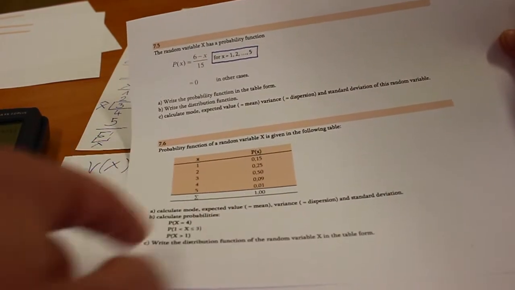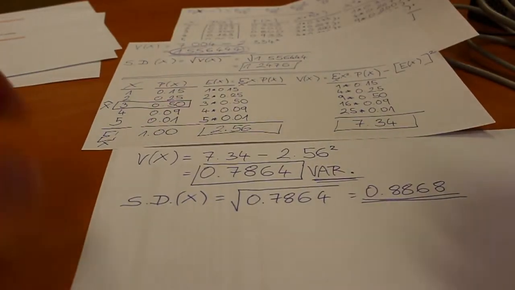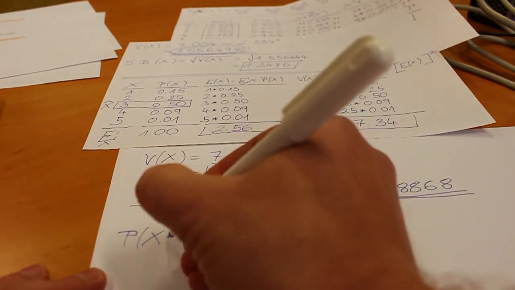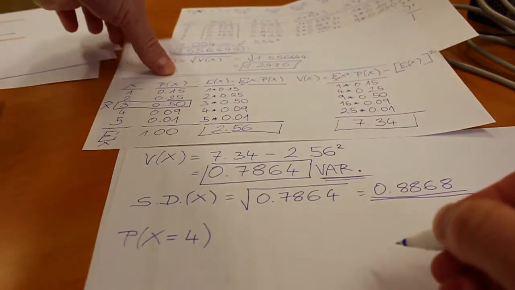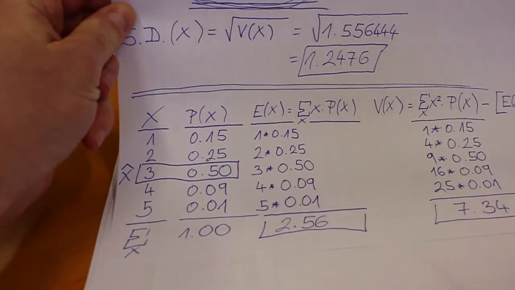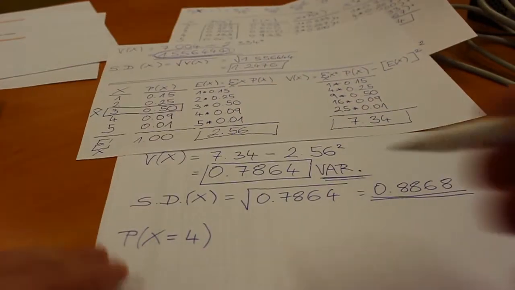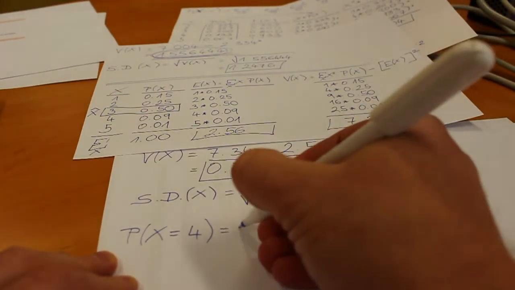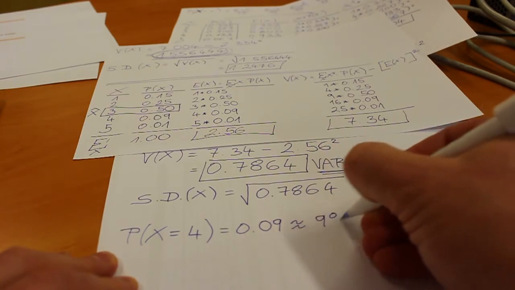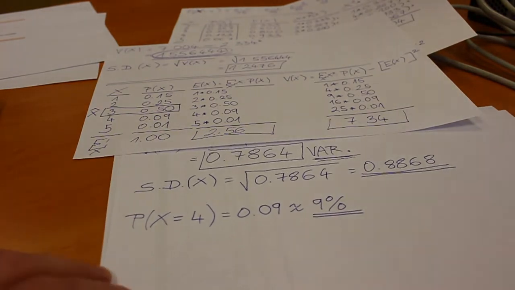Now we would like to calculate probabilities. So, the probability that random variable x will be equal to 4. It's not necessary to calculate, it's enough to find the value in this table. The probability that random variable x will be equal to 4 is 0.09, and this is 9%. Yes, this is 9% probability.